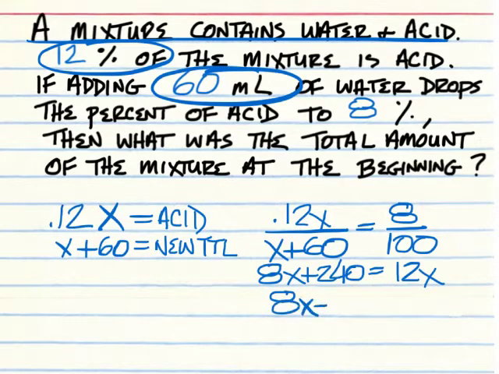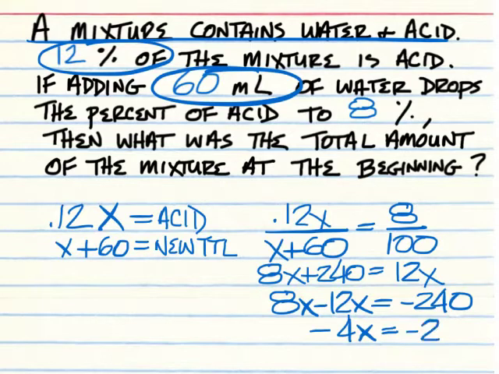Move the 12x to the left, change the sign. Move the 240 to the right, change the sign. Simplify the left to negative 4x. The right is still negative 240. Divide negative 240 by negative 4 to come up with an answer for x to be 60.